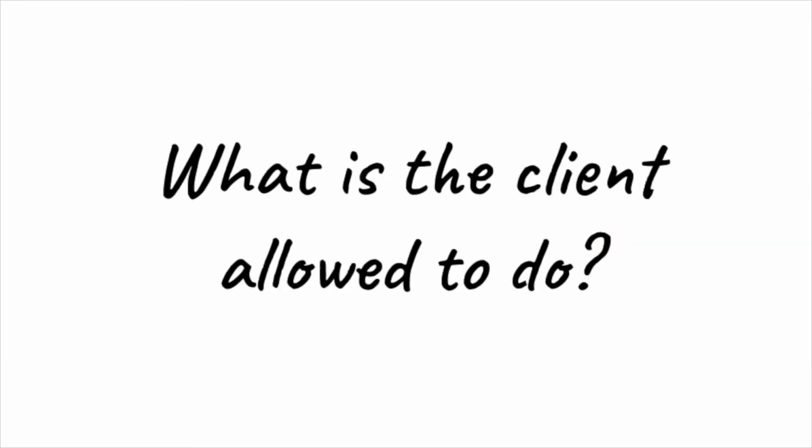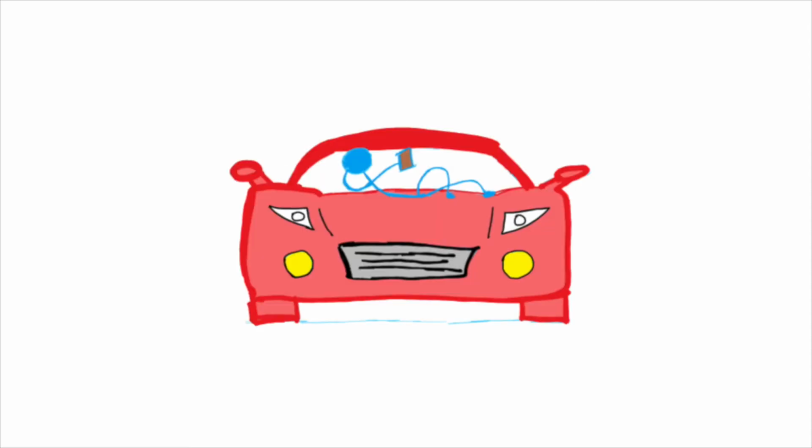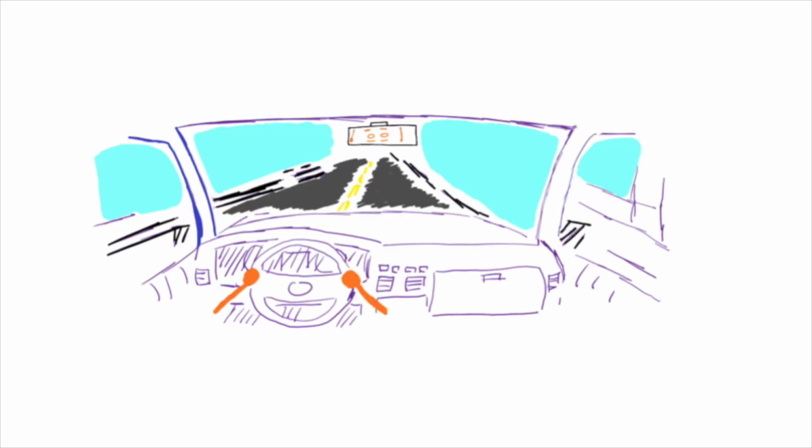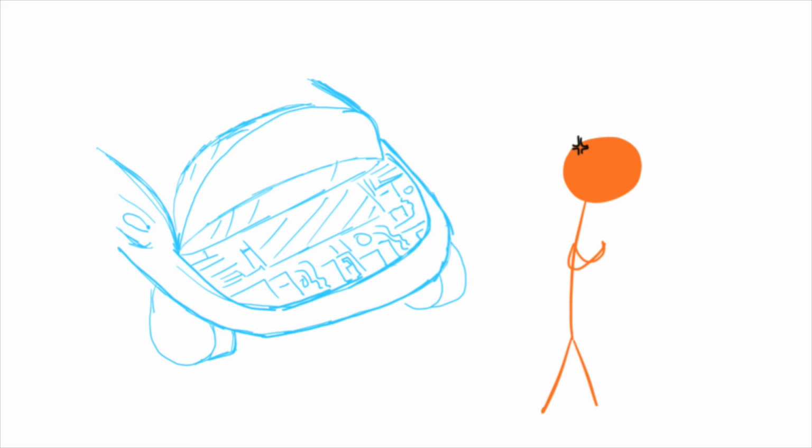Given this information, you may be wondering, what is the client allowed to do? Since the client is the person driving a specific car, they can only use the functions and other information given to them by the interface. This practice is called respecting the interface. In the context of driving, this is the same as only using the car's visible components to drive the car, rather than trying to move it by manipulating its inner workings.